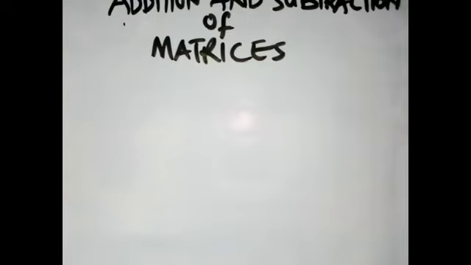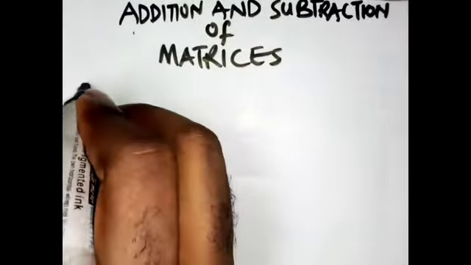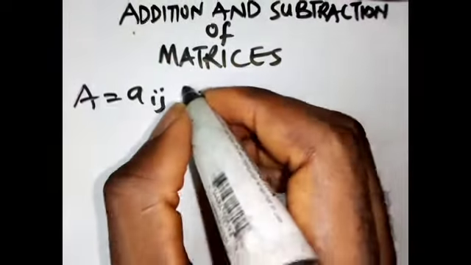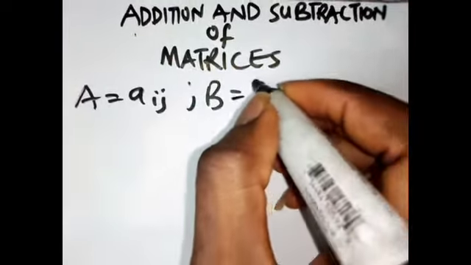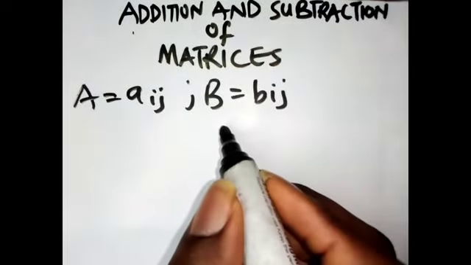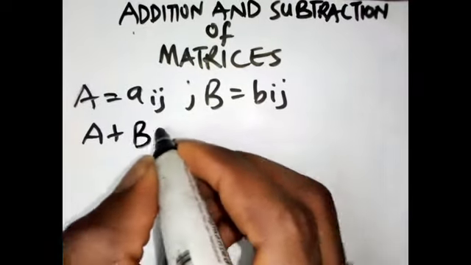Now, for matrices to undergo addition or subtraction, a condition must be met. And what is the condition? Both matrices must have the same dimensions. For instance, if matrix A, given as Aij, is to be added with matrix B expressed as Bij, then the sum of these two matrices A and B would give us a new matrix C.